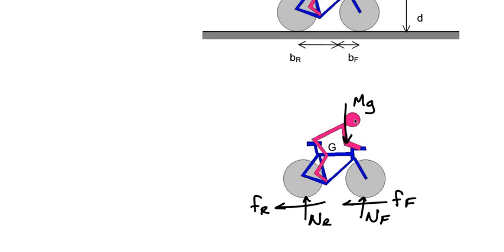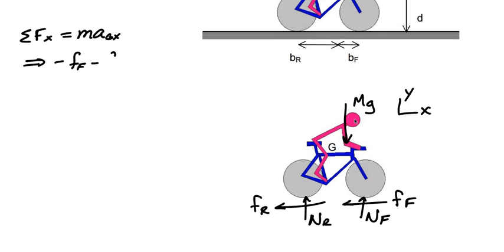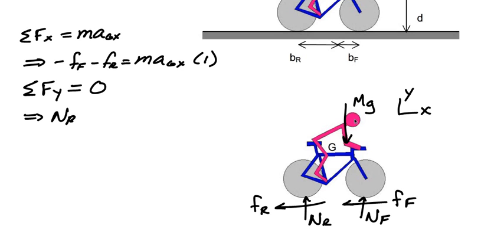So now that I've got my free body diagram, I can go ahead and apply my kinetics equations, and I'm going to do so assuming classical XY notation. I'm going to start by summing forces in the x direction and setting that equal to the mass of the individual times the acceleration of g in the x. If I do this, I'm going to have minus FF minus FR is equal to m times a_gx, and we can call this equation 1. I can also sum forces in the y direction for this individual, and here's hoping that they have 0 acceleration in the y direction. So I'll have NR plus NF minus mg is equal to 0, and we can call this equation 2.